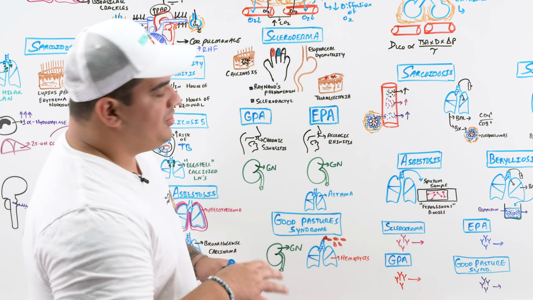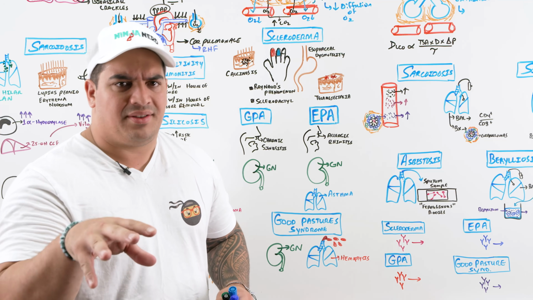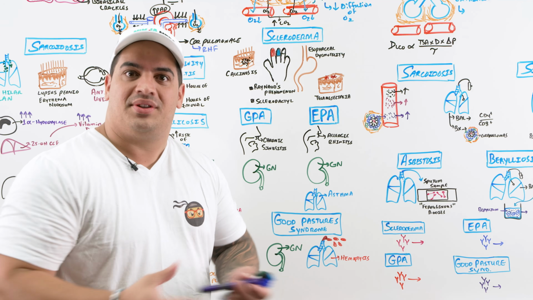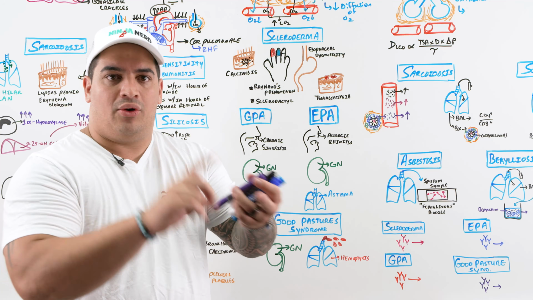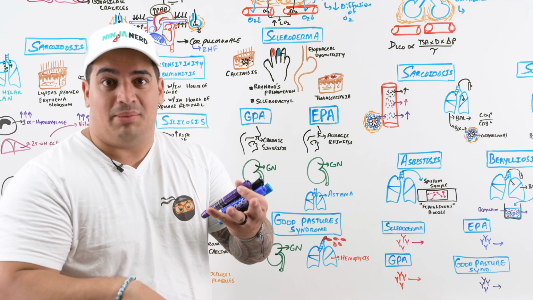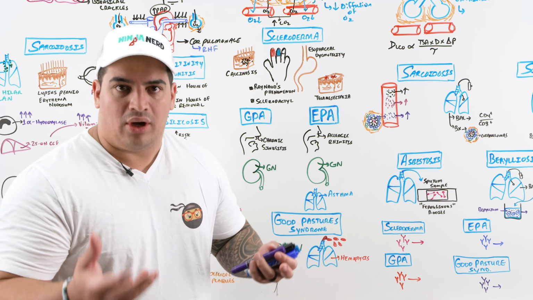All right, so the next one that I want you guys to think about is, okay, what if the patient has a collagen vascular disease? Obviously, drugs are pretty easy. You just look at the patient's history. So think about those drugs in their medical history. Have they taken any kind of amiodarone, any nitrofurantoin, any methotrexate, any bleomycin? Those are obviously things to look at in the history.